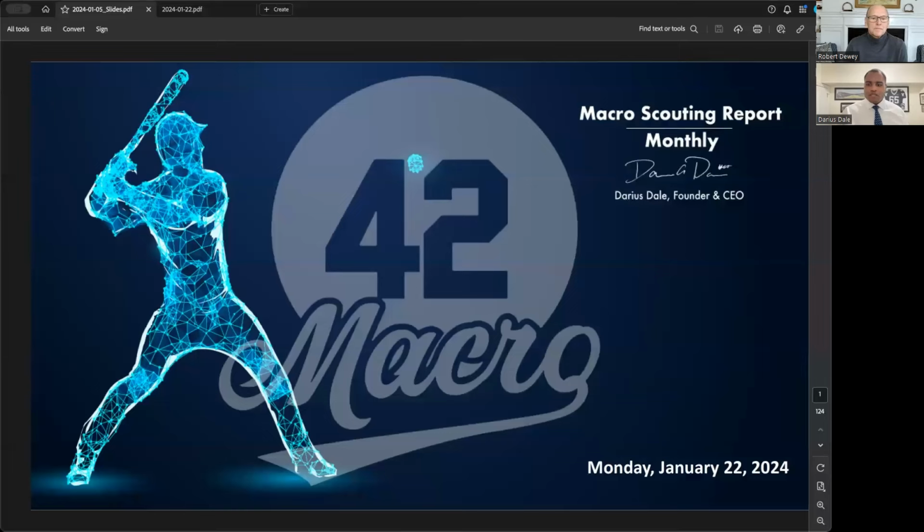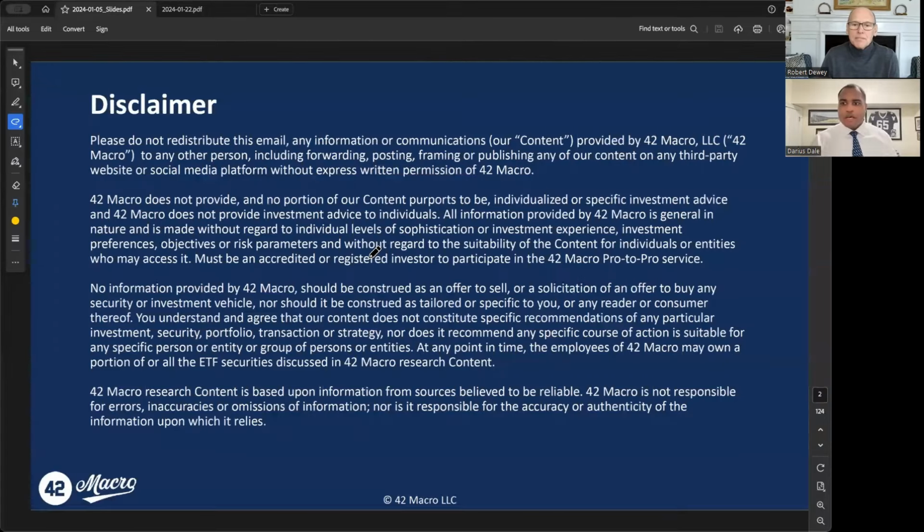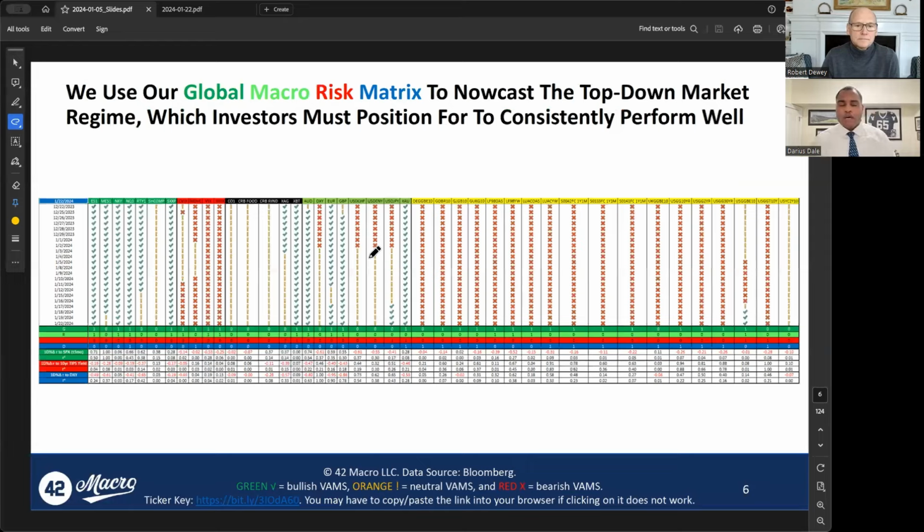That's why MPP exists. That's why 42 Macro exists, is to make sure that the decisions we are making are good decisions. So let me share my screen here. And so I'll just give you a brief overview into a couple of the models that we use to nowcast the market regime. And then we'll talk about the weather model, which I think is the main event here today, which helps us understand how to project that current regime into the future, if at all.